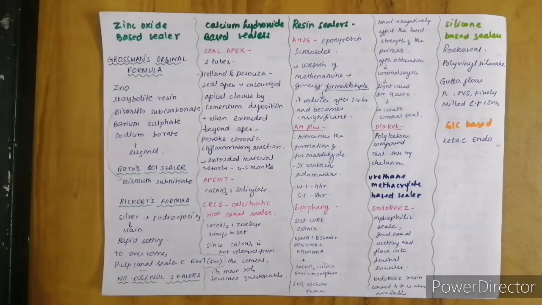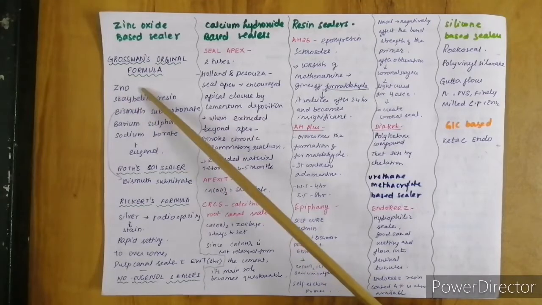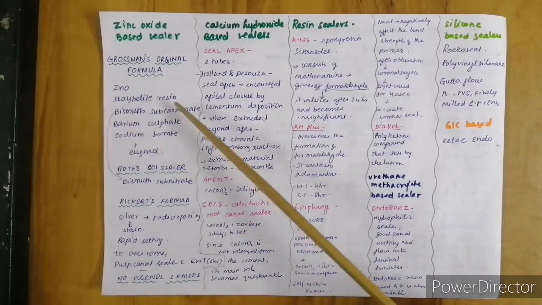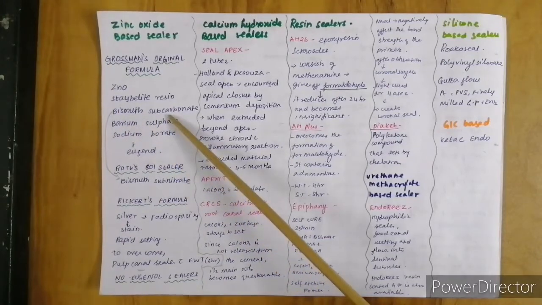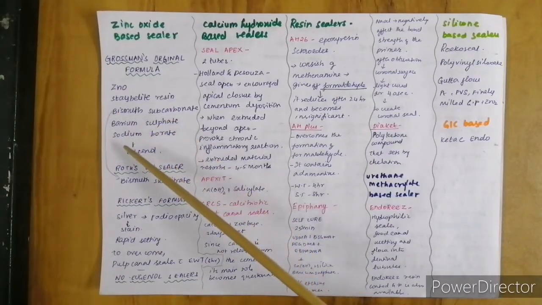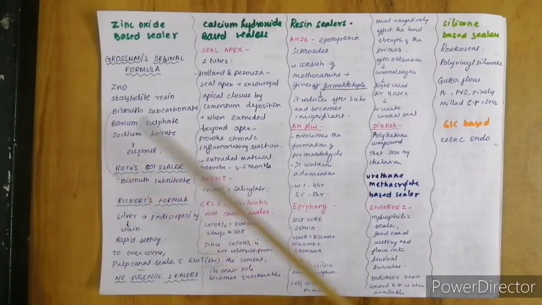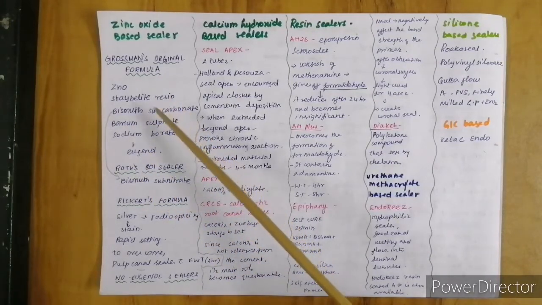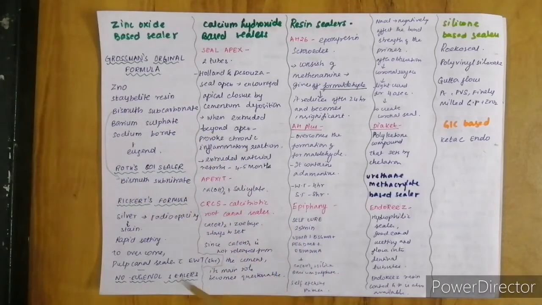Here I am discussing mostly the composition. Let me repeat. Grossman is using zinc oxide, then stabilite resin, and is adding bismuth subcarbonate, barium sulfate, sodium borate and eugenol. So Roth is modifying this formula by changing the bismuth subcarbonate to bismuth subnitrate.